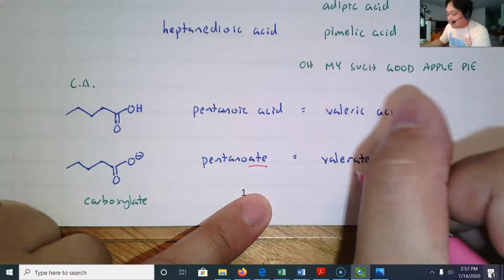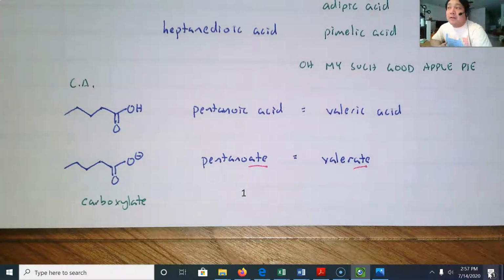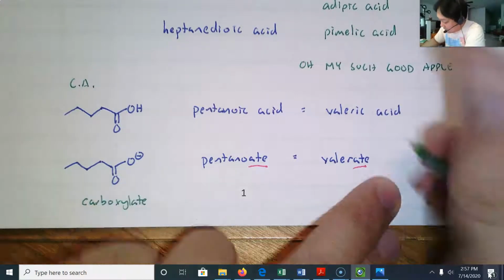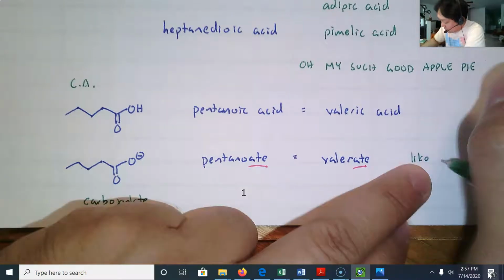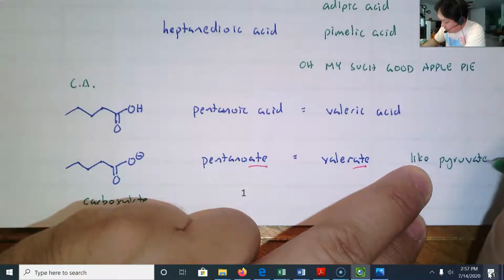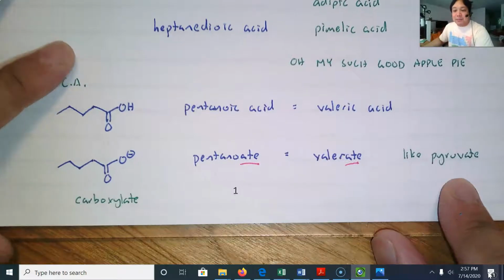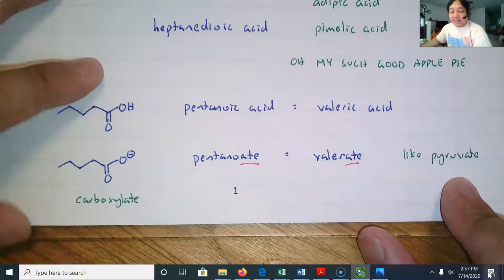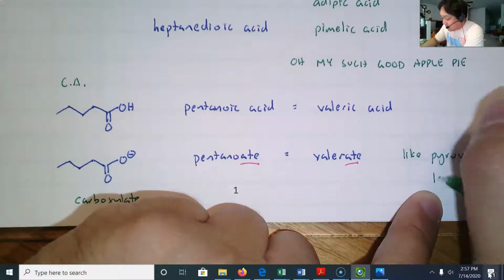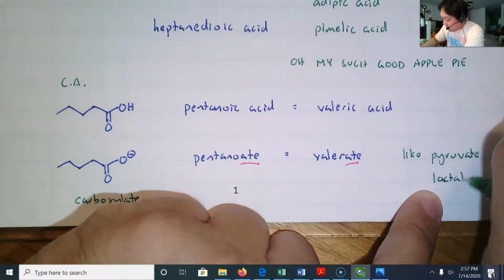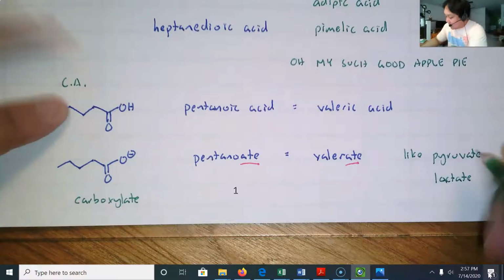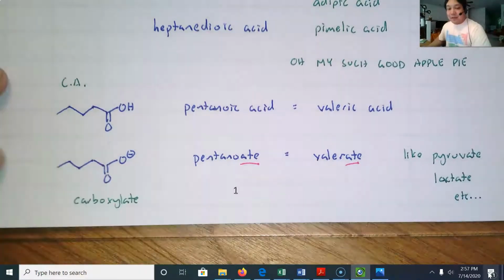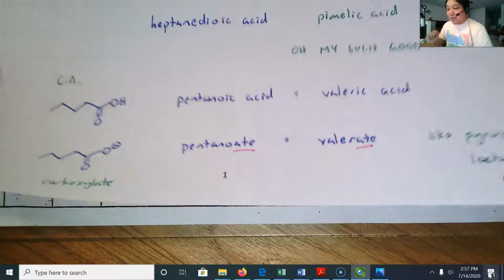You know this, you've seen this before, because you've heard most likely of glutamate, malonate. How about pyruvate, right? Pyruvate is a carboxylate. And what carboxylic acid did pyruvate come from? Pyruvic acid. Lactate, lactic acid, etc.